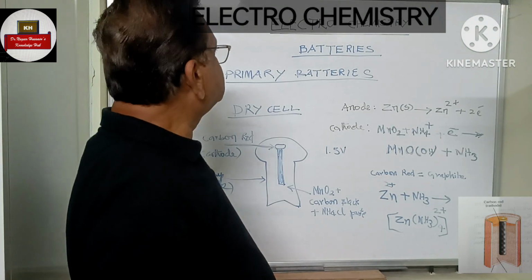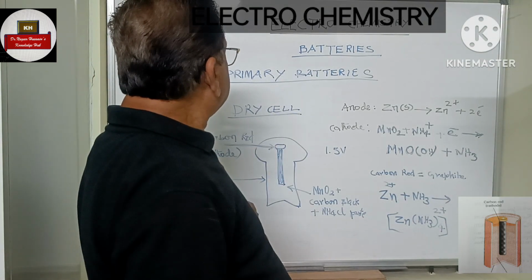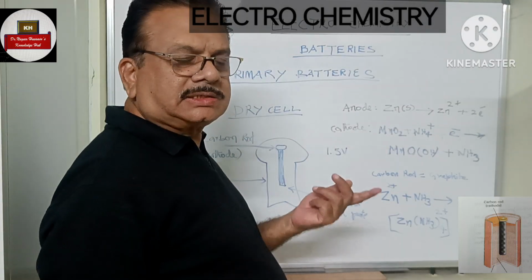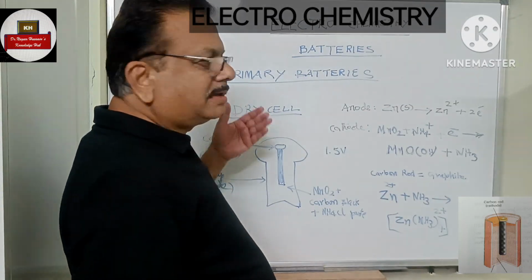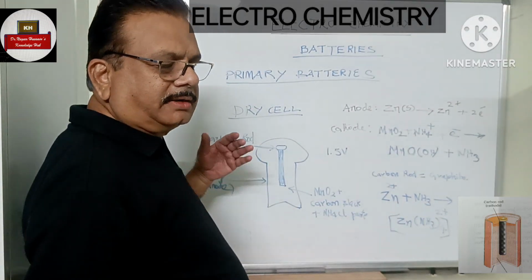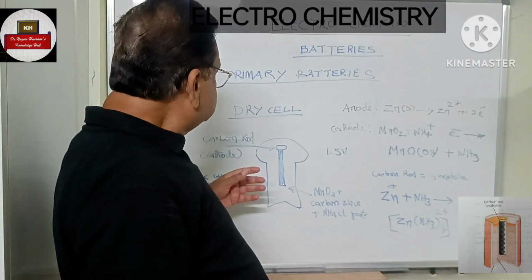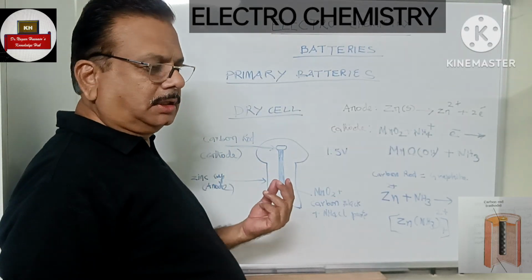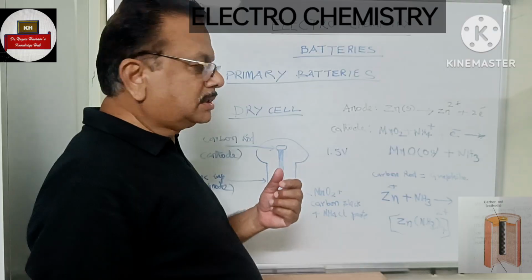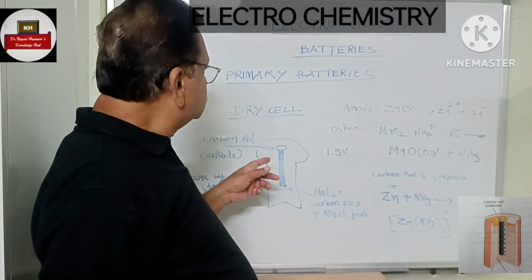Dear students, we will see batteries. Batteries are of 2 types, primary batteries and secondary batteries. Primary batteries are mainly dry batteries, what we use in the remote, in clocks, in torches, etc.